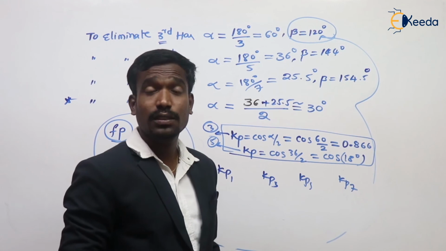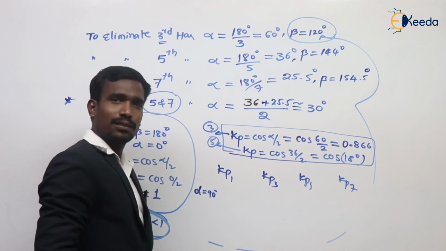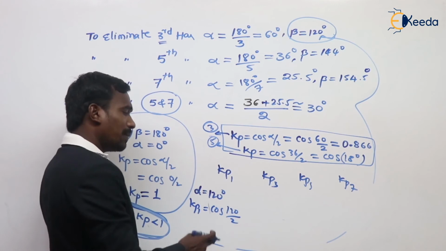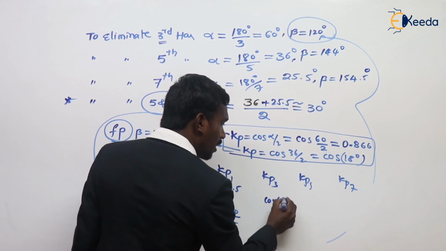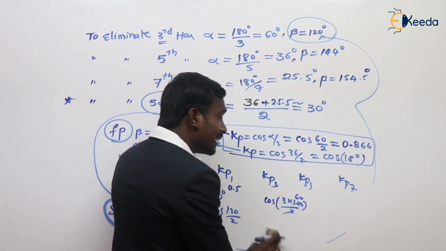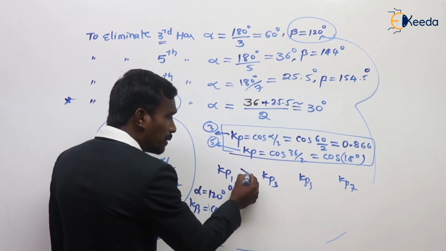For example, I am taking alpha equal to 90 degrees or alpha equal to 120 degrees, for simplification. So tell me, KP1 is equal to cos alpha by 2, nothing but cos 60, which is 0.5. KP1 is 0.5. What is KP3? KP3 is cos of 3 alpha by 2, which is 120 by 2, 60, 3 times, cos 180. Cos 180 is minus 1. Which is greater here? KP1 is greater than KP3.